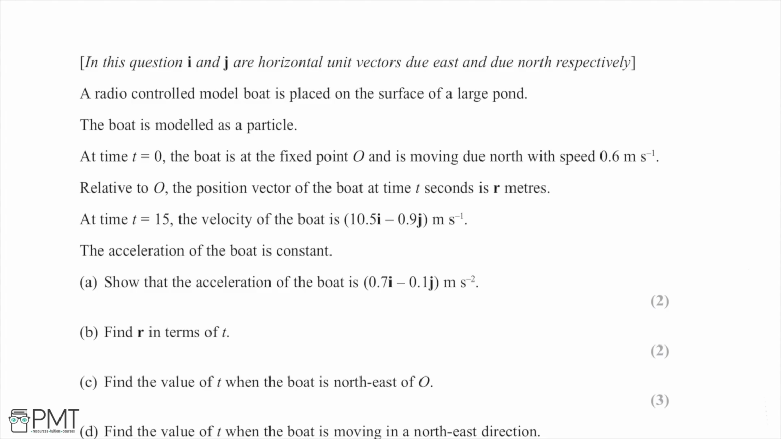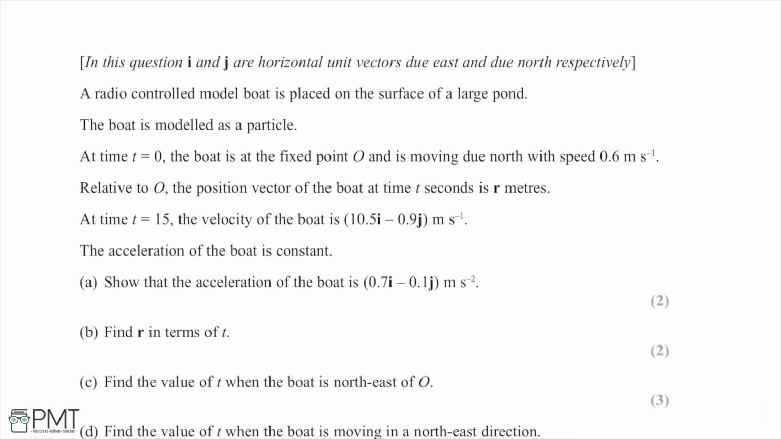So in this question, we're given some information which says that i and j are both horizontal unit vectors which are due east and due north respectively. So this means that when we're dealing with the i vector, it is to do with moving east, and when we deal with the j vector, it is to do with moving north. And we're told that a radio controlled model boat is placed on the surface of a large pond.